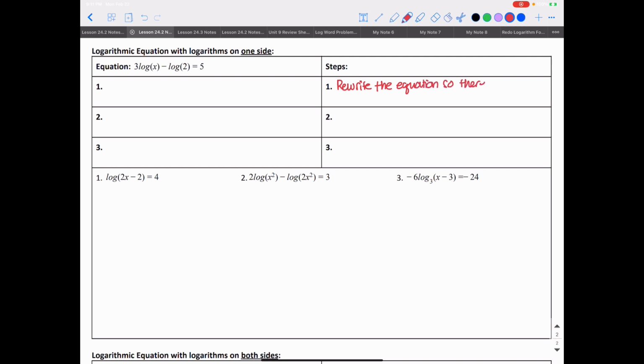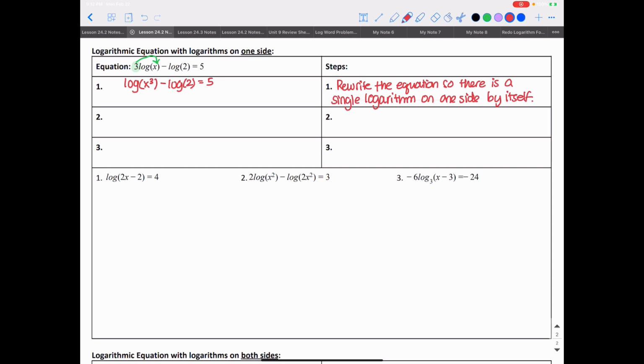So there is a single logarithm on one side by itself. First thing I'm going to do in order to condense this side, I need to get rid of the coefficient that I see. So I need to make that coefficient an exponent instead. That's the first step. So I'm going to make it log of x to the third power minus log of 2 is equal to 5.